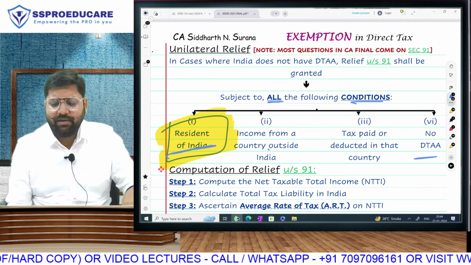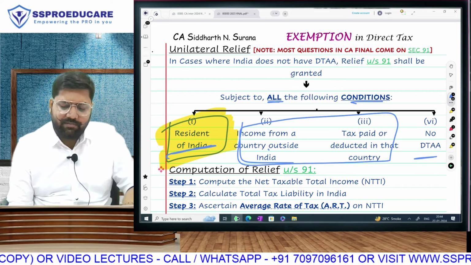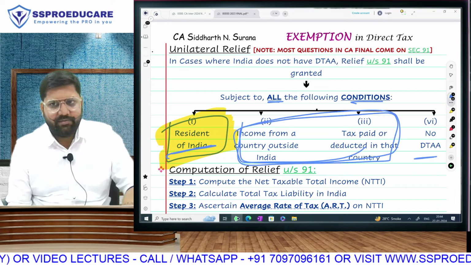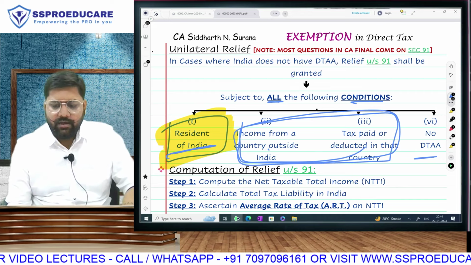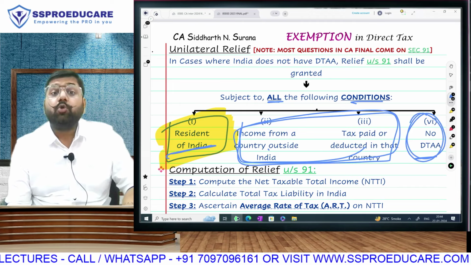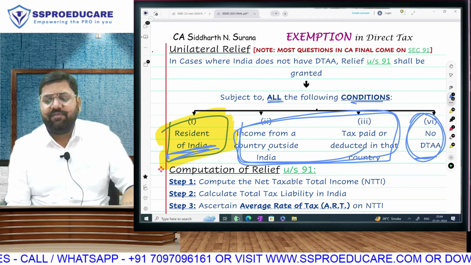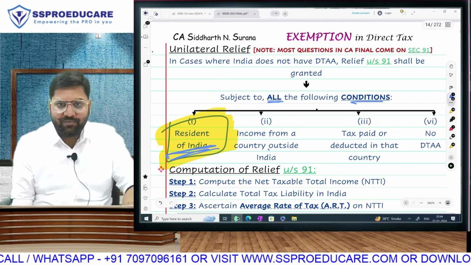Because there is no DTAA, bilateral is not allowed. मतलब, listen. You have income outside India and you have paid tax there. That means there is double taxation. There is no DTAA. That means you can't get bilateral. The only option now is unilateral. If you are resident, we will give. Because a resident is bringing foreign money, so we are happy.